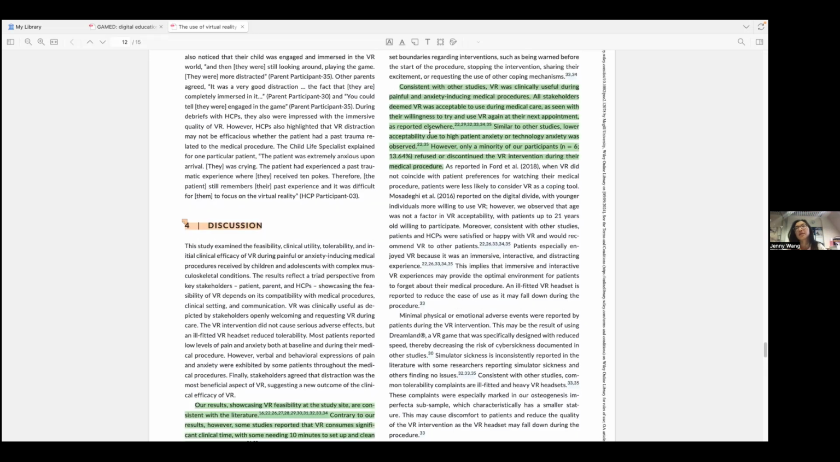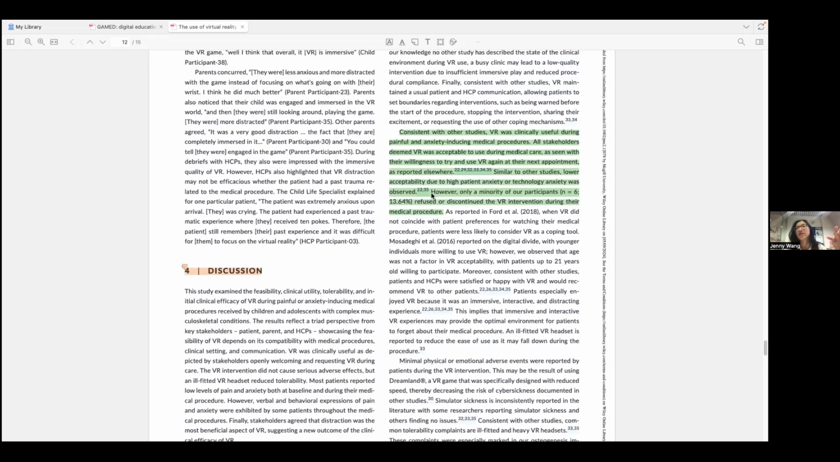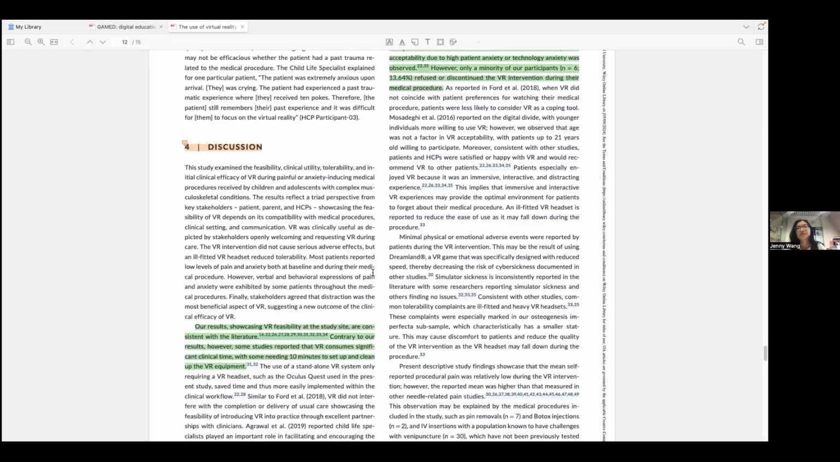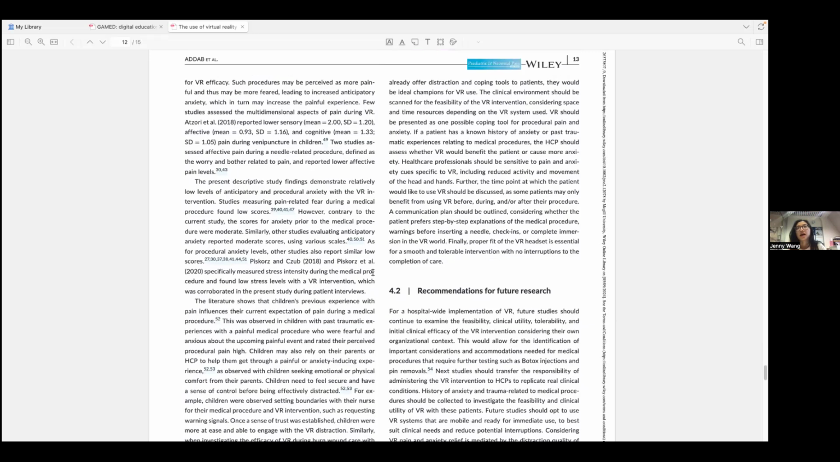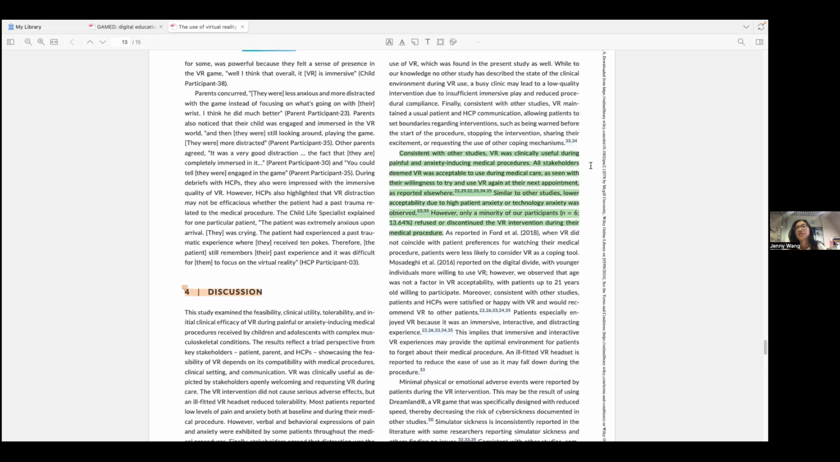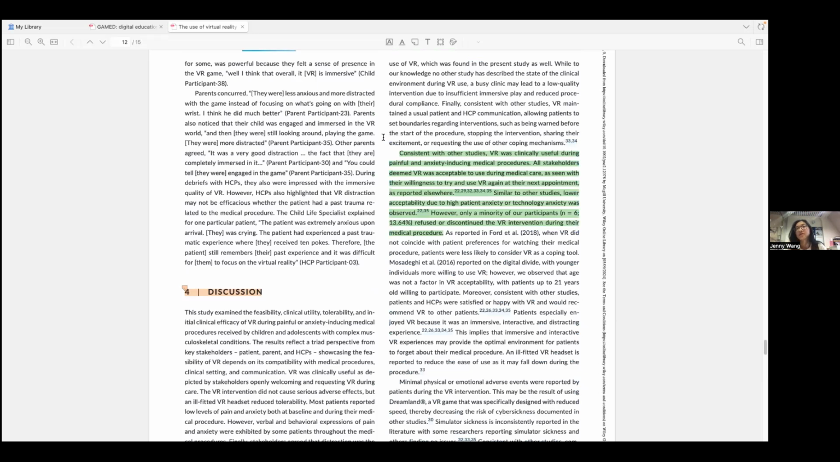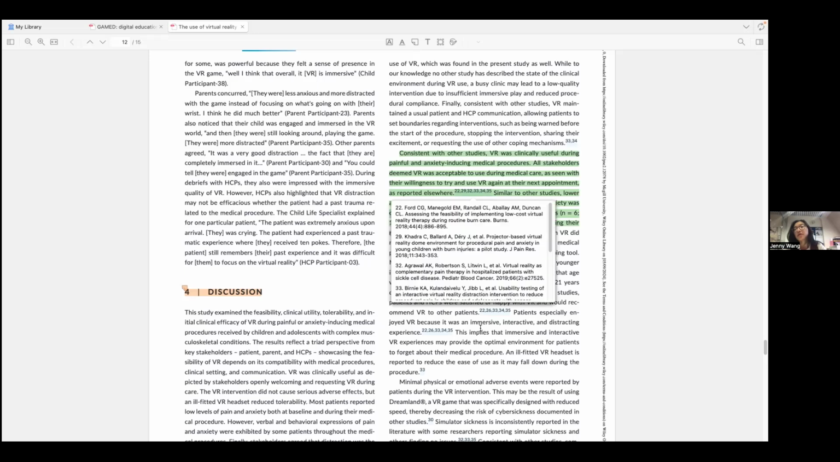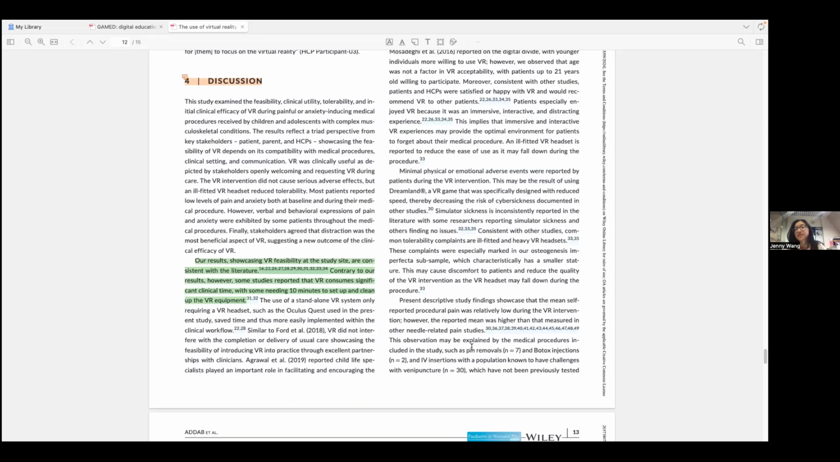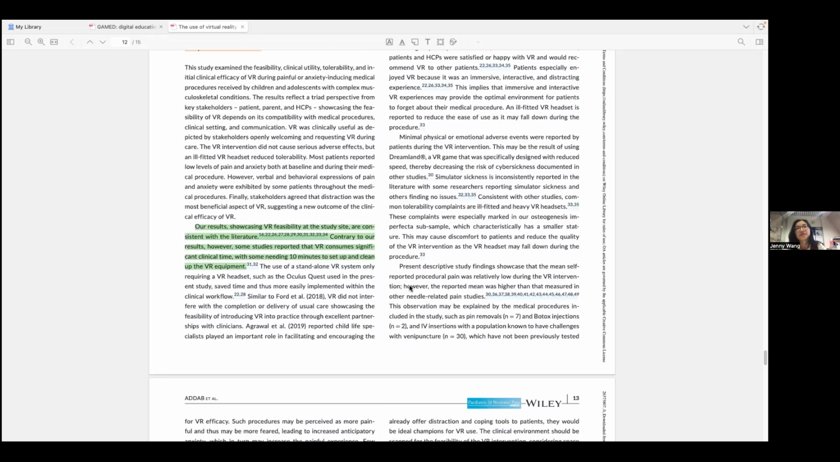That's really the main thing that I'm going to look for, and of course, if they're realistic about what their findings actually mean. So the parts that I highlighted here are them writing about those things: consistent with other studies. VR was clinically useful. All stakeholders deemed it acceptable, and then they present a bunch of findings. So that's just an example there.